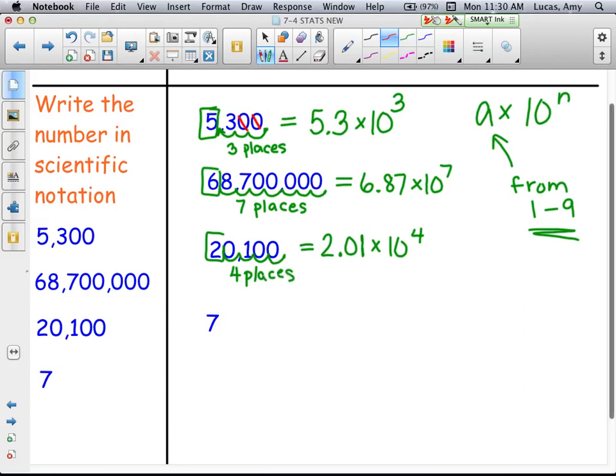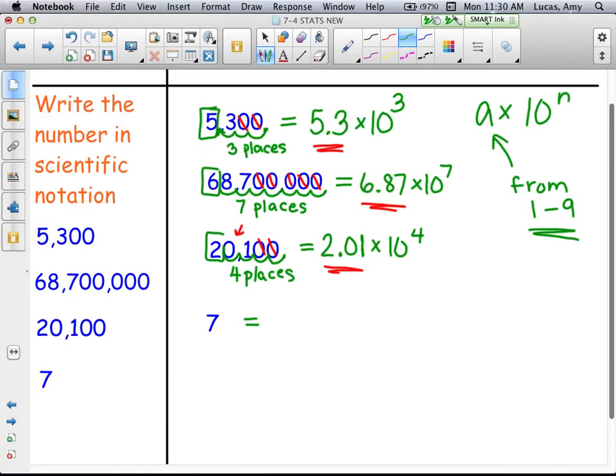Now notice that I was able to cut off these trailing zeros when I wrote my decimal portion of the problem. You cannot cut out a 0 if it's in between two non-zero digits. You need to keep it.